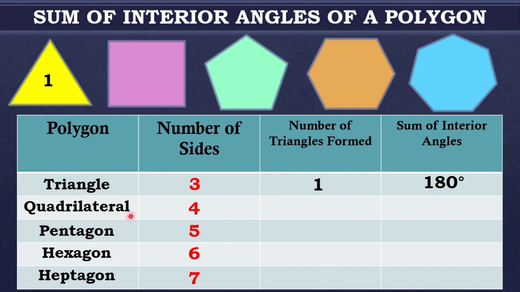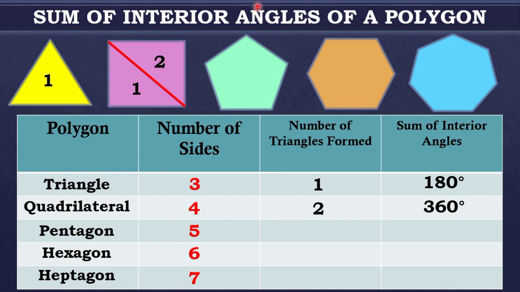Next, let's proceed to quadrilateral. So, I have here a quadrilateral with 4 sides. Gamitin natin yung diagonal from one vertex. So, ito po yung diagonal. How many triangles are formed? So, we have 1, 2. Ibig sabihin, meron tayong 2 triangles na na-form. So, what is the sum of interior angles of a quadrilateral? If for every triangle is 180, so, 2 times 180, we have 360 degrees. Kasi meron tayong dalawang triangles diyan.